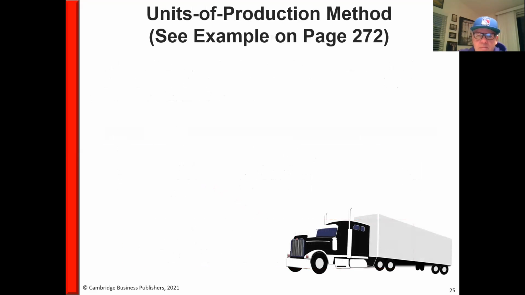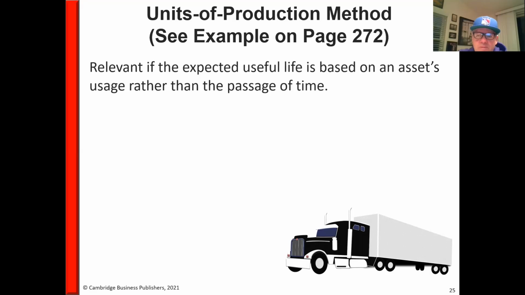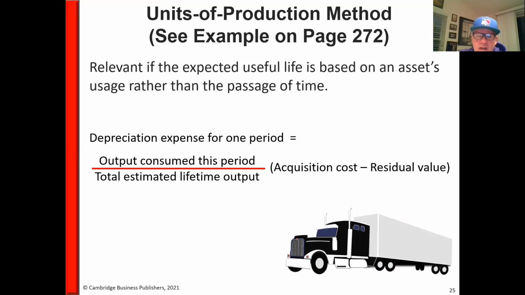All right, let's look at the units of production. There is actually an example of this on page 272, where you can see numbers being plugged in. We'll use this when the asset's life is based on usage. What we simply do is take the acquisition cost minus the residual value, and in the denominator the total estimated output, and in the numerator the output consumed during that period of time.